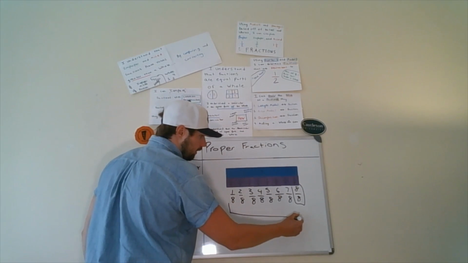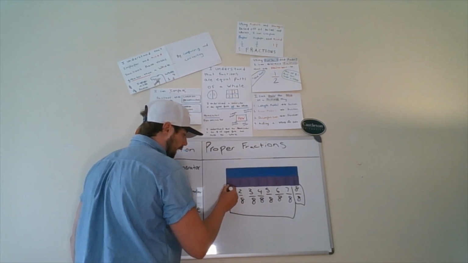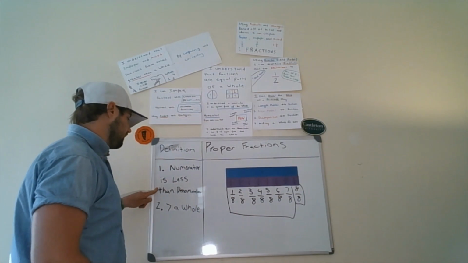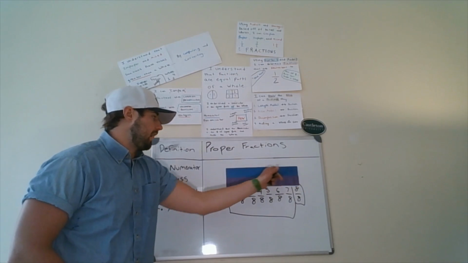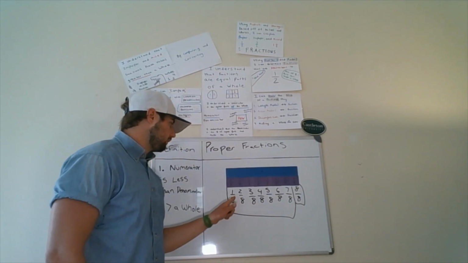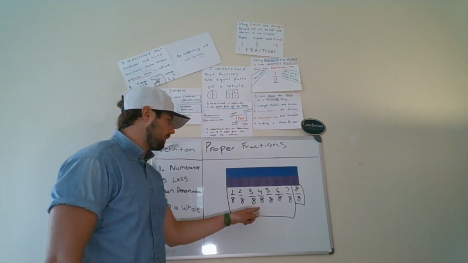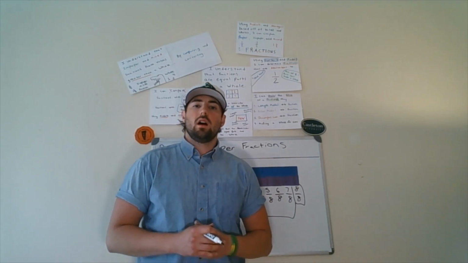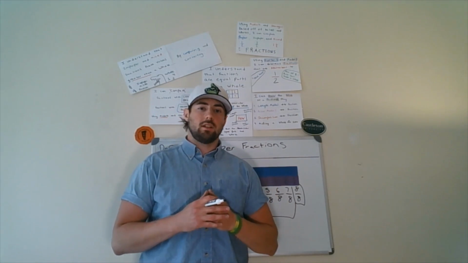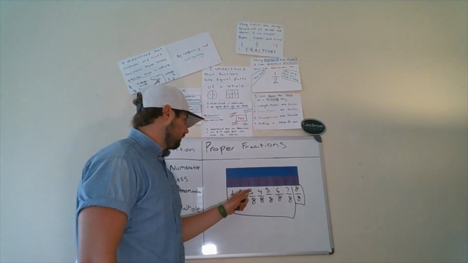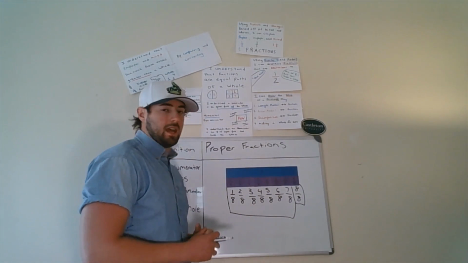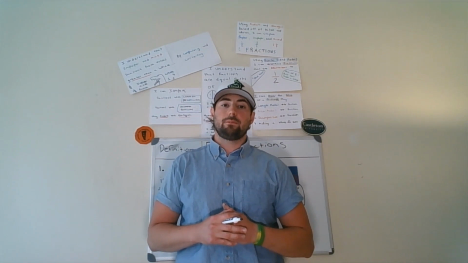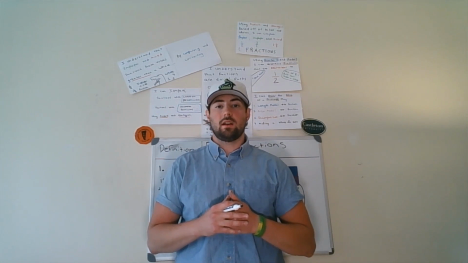All of our fractions that are proper, that have a numerator less than a denominator, and are less than a whole, such as 1/8, 2/8, 3/8, 4/8, 5/8, 6/8, 7/8, are all proper fractions. That numerator is less than that denominator, therefore making that fraction less than a whole.